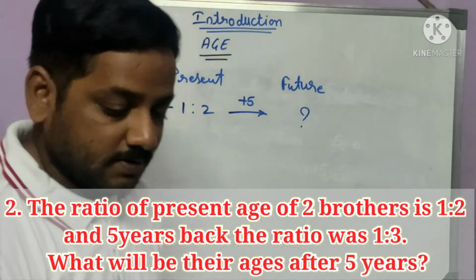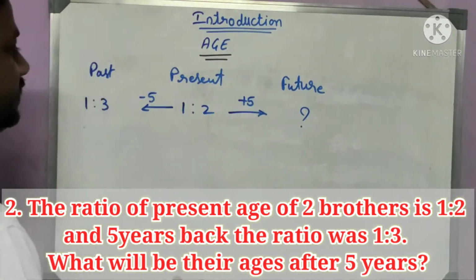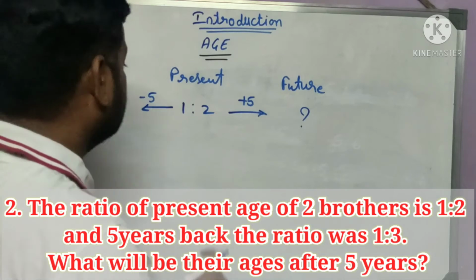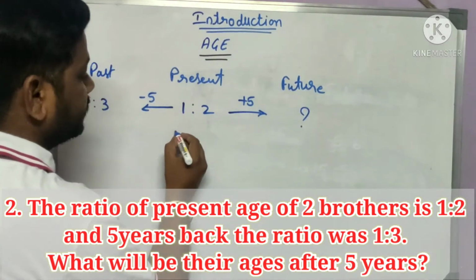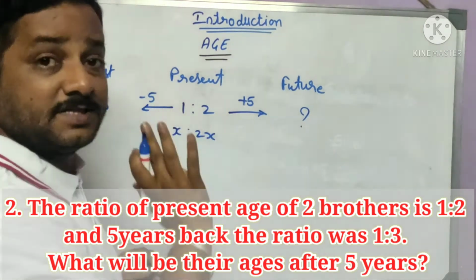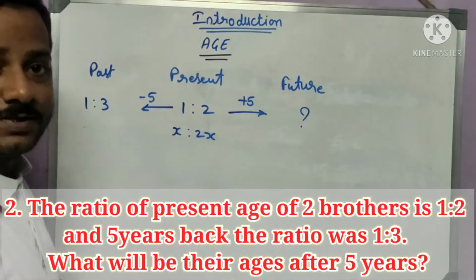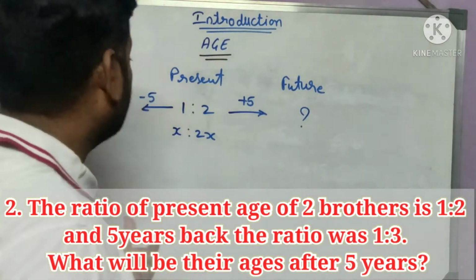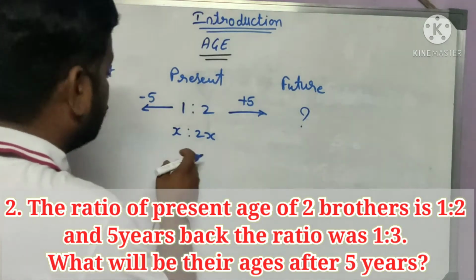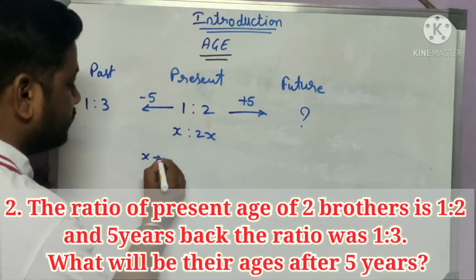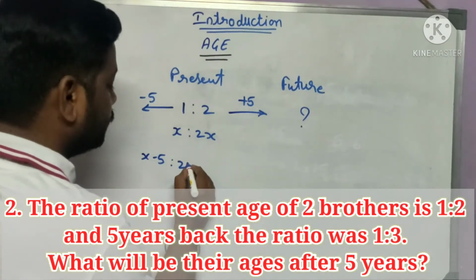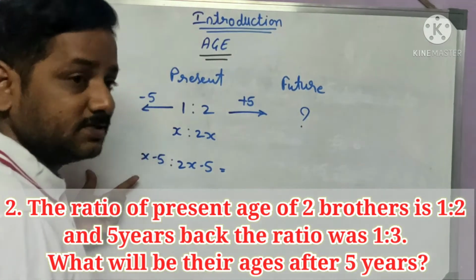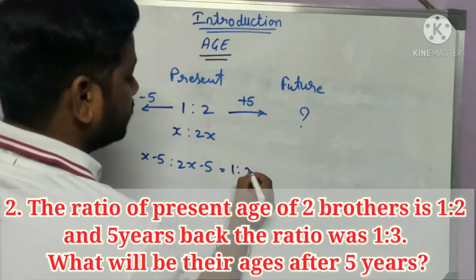Okay, now the same concept you can apply here. You just need to find the present age, then you can find the future age. So let me take x. So 1 into x, that is x, is to 2x is the present age. Then before 5 years, what would be the age? This can be written as x minus 5 is to 2x minus 5. This would be the age 5 years before, and that will be equal to the ratio of 1:3.